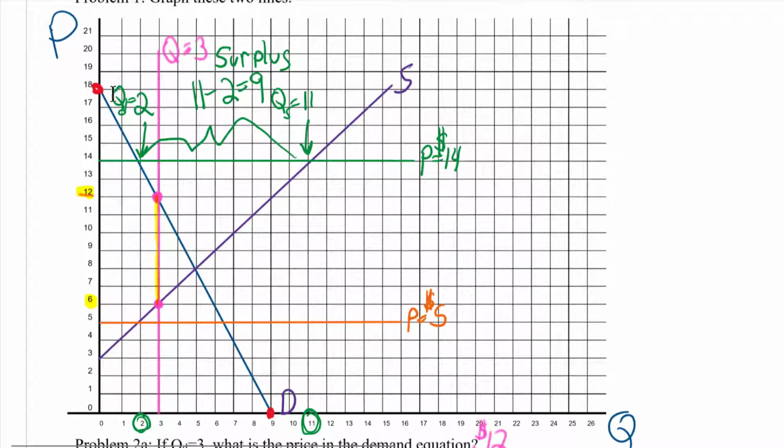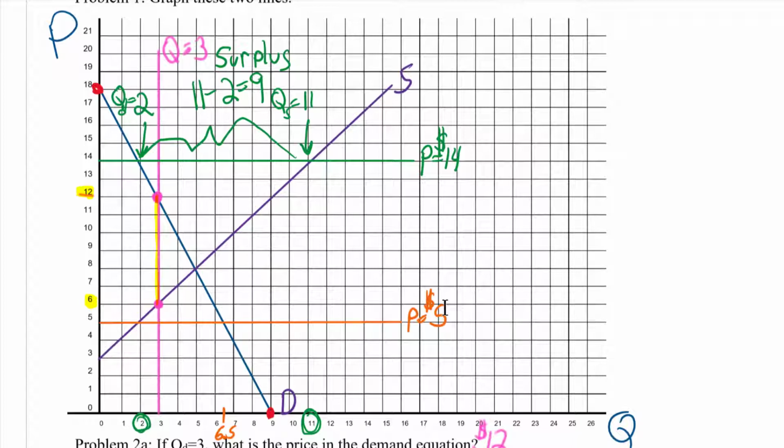The quantity demanded, the demand curve where it hits $5, looks like it's going to be between 6 and 7 units is how much people would want to buy. So it looks like 6.5. Now, how could we verify that it really is 6.5 and we're not just guessing here?